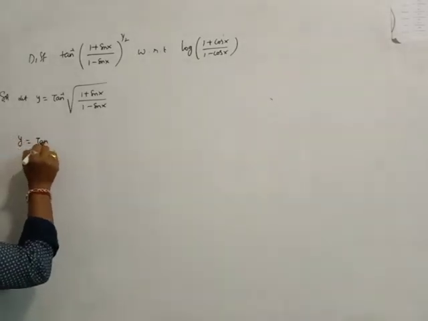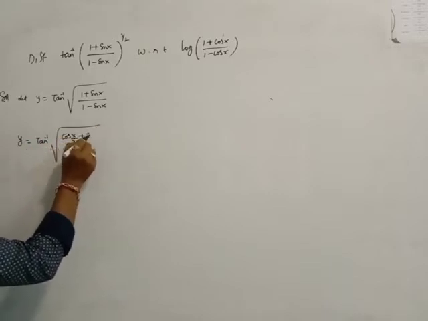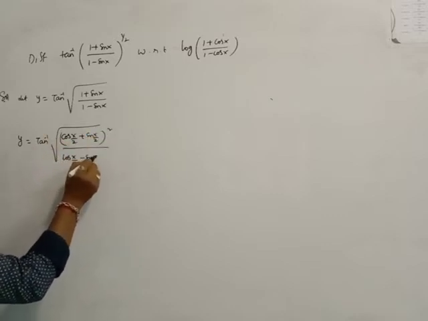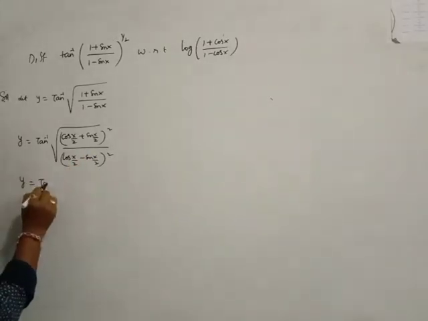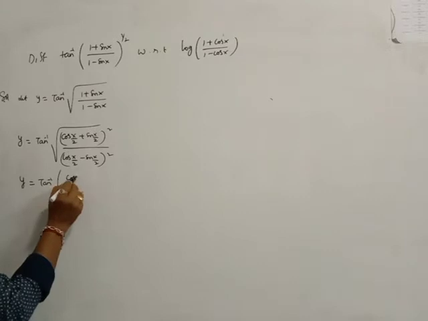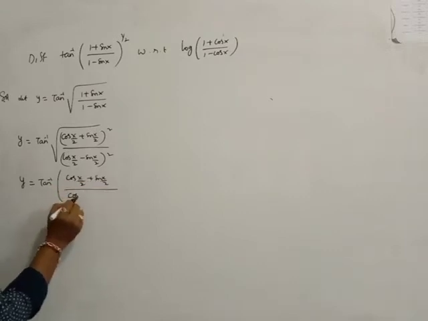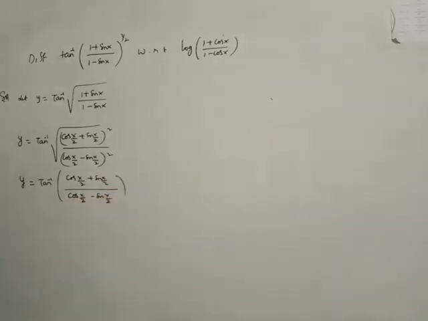y is equal to tan inverse of root over (cos x by 2 plus sin x by 2) whole square by (cos x by 2 minus sin x by 2) whole square. Root is cancelled. Tan inverse of (cos x by 2 plus sin x by 2) by (cos x by 2 minus sin x by 2). The denominator and numerator are a combination of sin x and cos x. In such cases, divide by cos x.